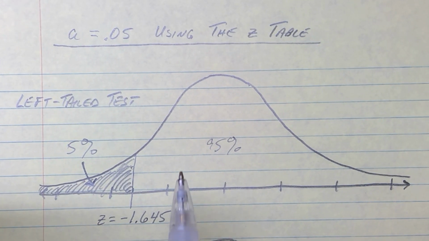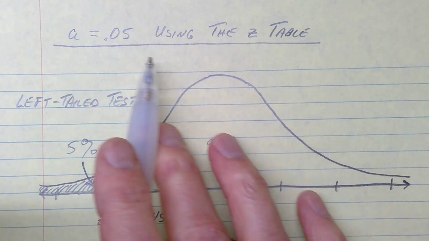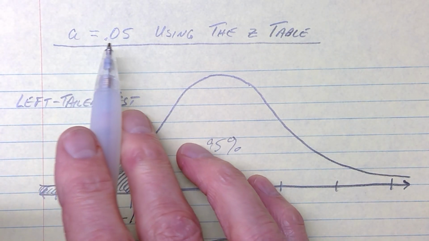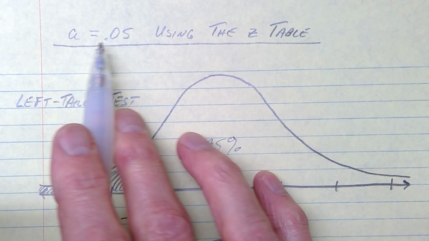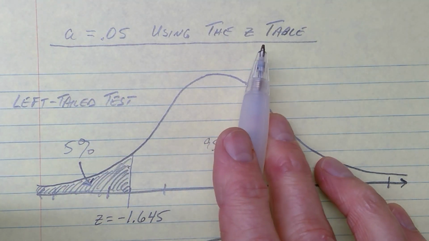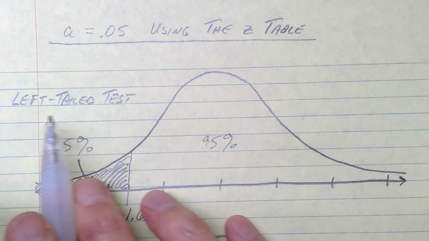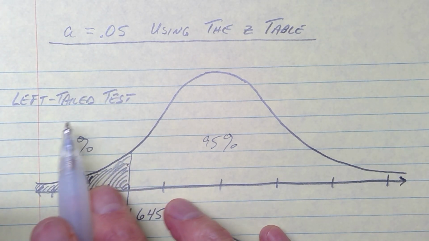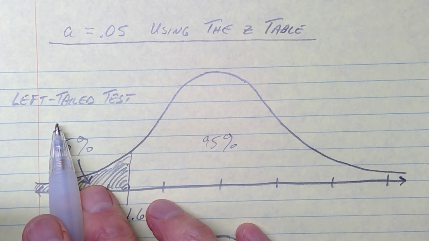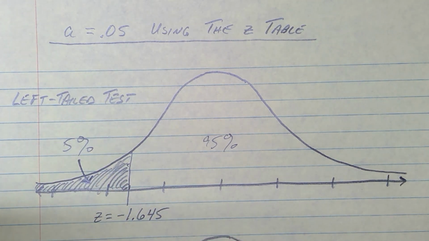All right, now before we get started, I want to remind you that we're going to be using a level of significance of 5%. Alpha is 5%. And we're going to be using the z-table today with these proportions. So let me remind you that if you have a left-tailed test, if they say population 1 or proportion 1 is less than proportion 2, that's a left-tailed test.